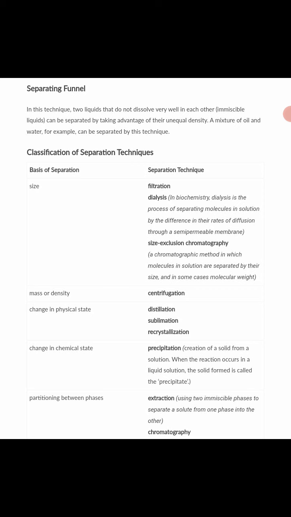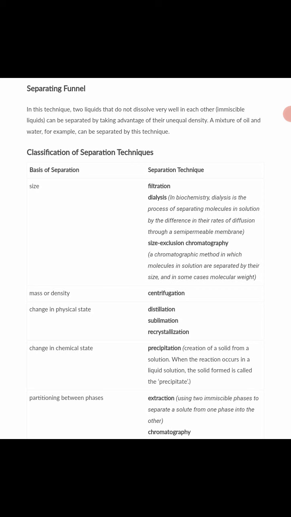Then for change in chemical state, we have precipitation, the creation of a solid from a solution. Those of us that did salt analysis in secondary school did all these things after testing the specimen given with silver nitrate or one of those reagents. What do we say? We say a deep blue precipitate is formed. Yes, a green precipitate is formed. A colorless precipitate is formed. Yes, and all those things.